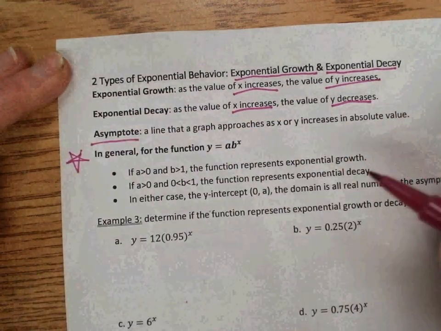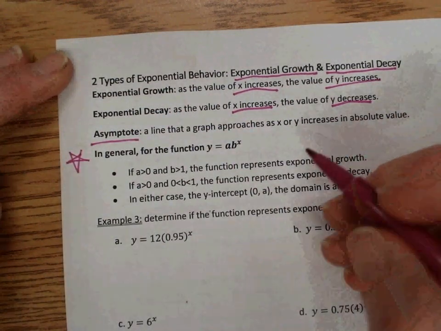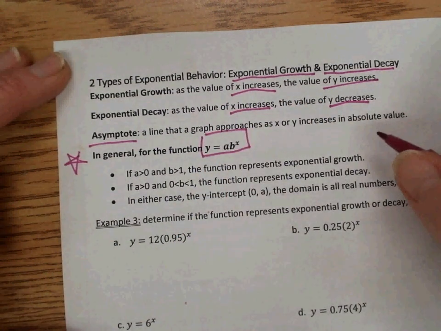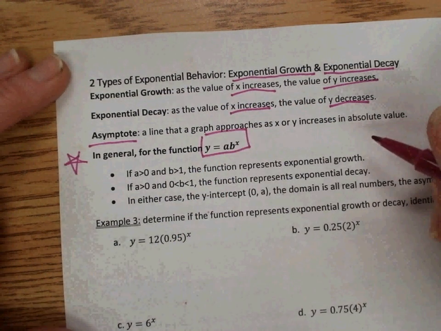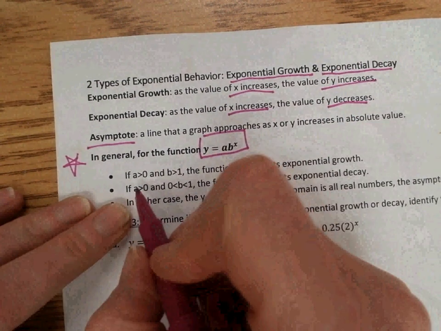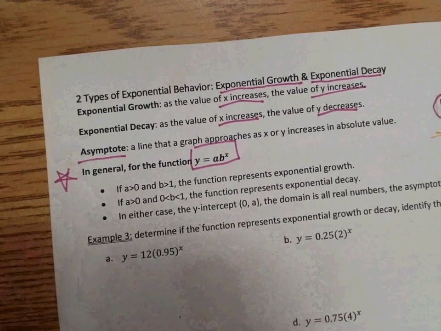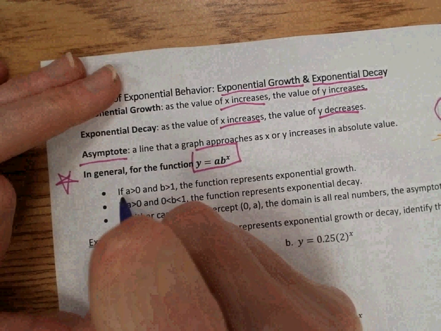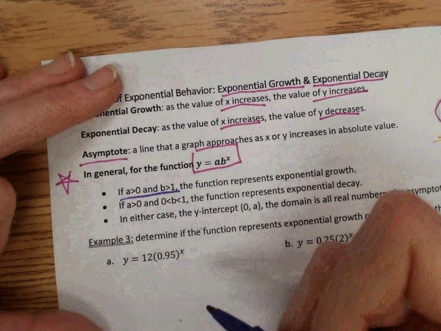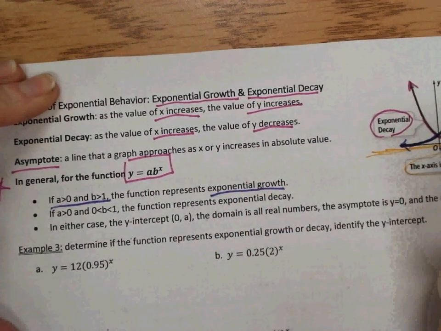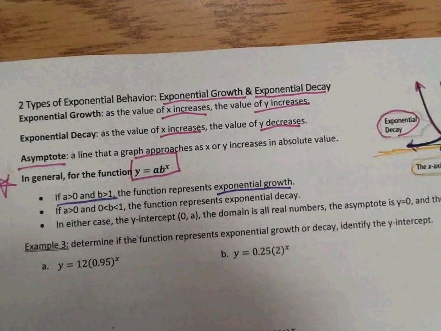Put a big old star next to this next thought. In the function y equals ab to the x power. That's a general expression for exponential function. If a is greater than 0 and b is greater than 1 in this expression, we know we have exponential growth.